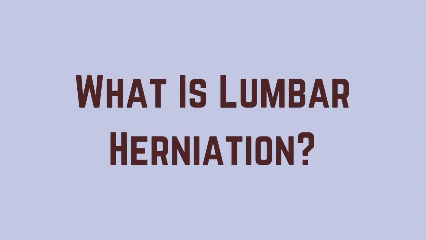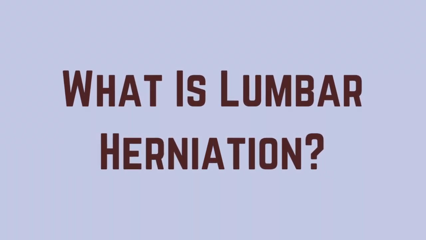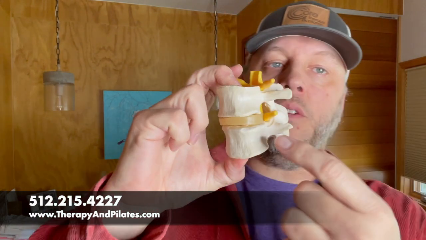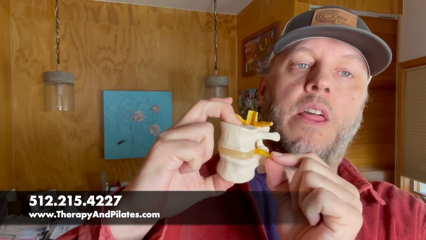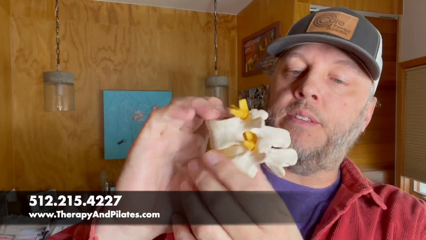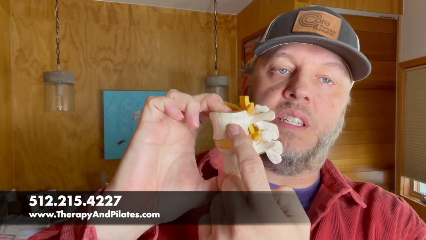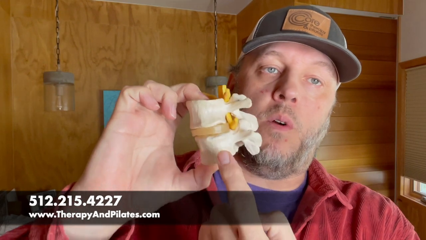So the first question is, what is lumbar herniation? There are two lumbar vertebrae, which we're showing right here, and between those lumbar vertebrae is a disc. The disc sits right here between them. This little yellow piece represents the nerve, and this is the intervertebral disc, and these are the vertebrae, L4 and L5, lumbar 4 and lumbar 5.